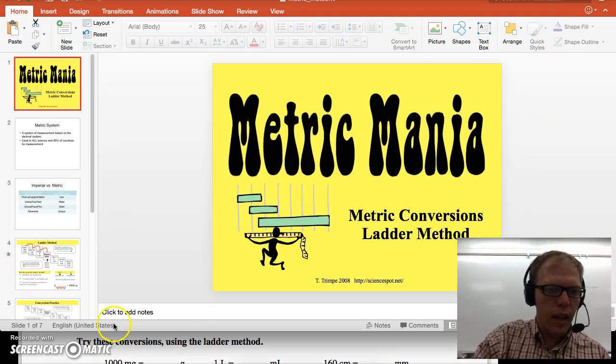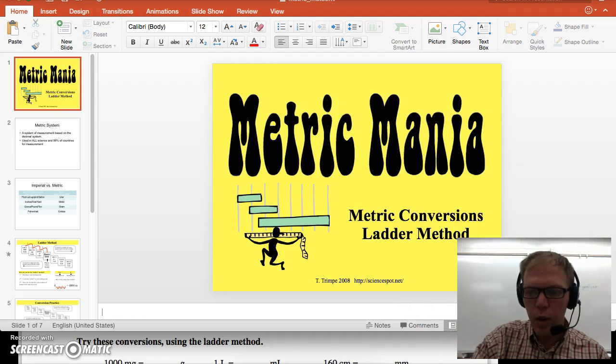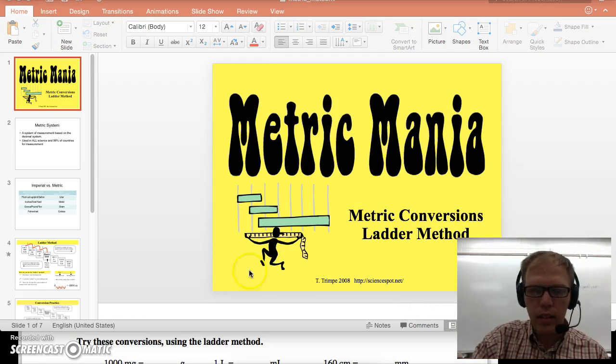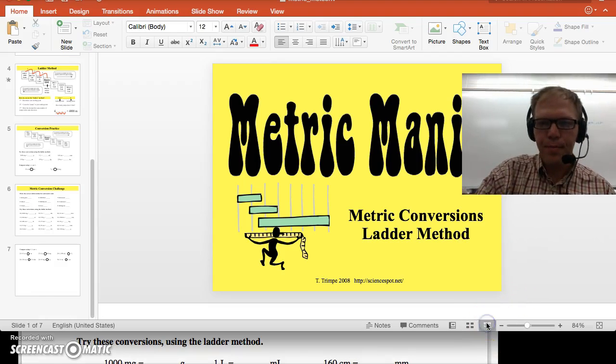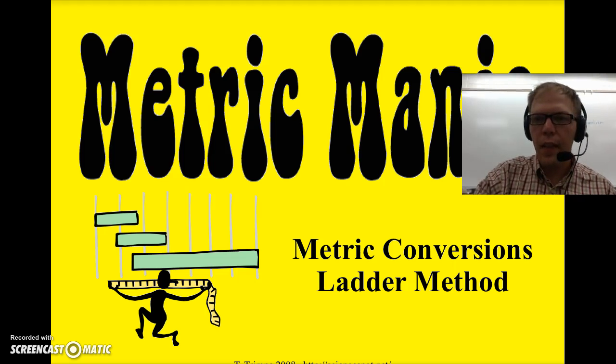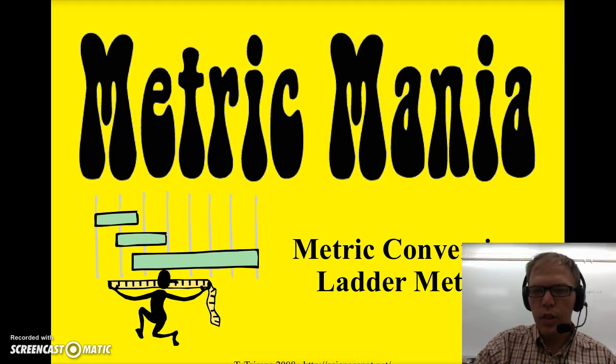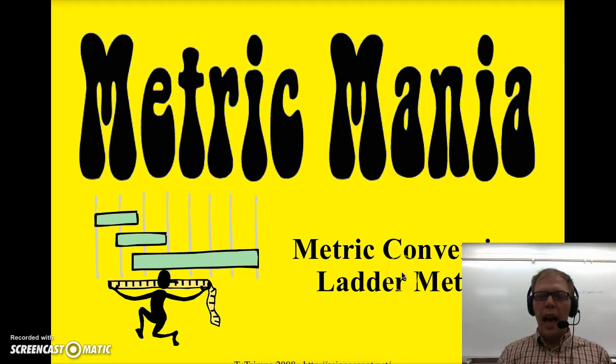But anyways, today we're going to start using the metric system, which is the standard way that scientists use for measurement. And we're going to be looking at this PowerPoint today. So the metric system, we're going to be using something called the ladder method in order to convert our metric measurements. But let's first talk about the metric system before we get too in depth here.